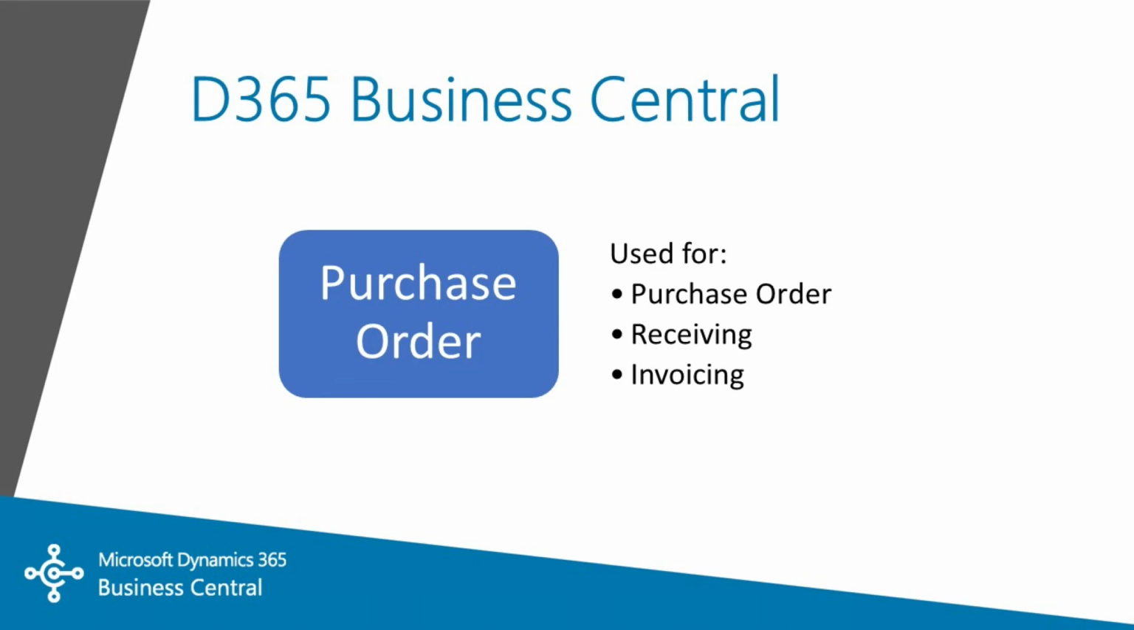In Business Central, I've got one form where I can process purchase orders for inventory items, expense items, and also job cost items. It's the same form. I can receive from that form, and I can also invoice from that form.